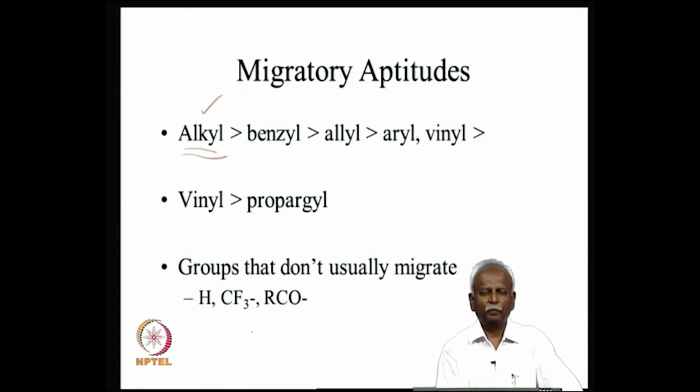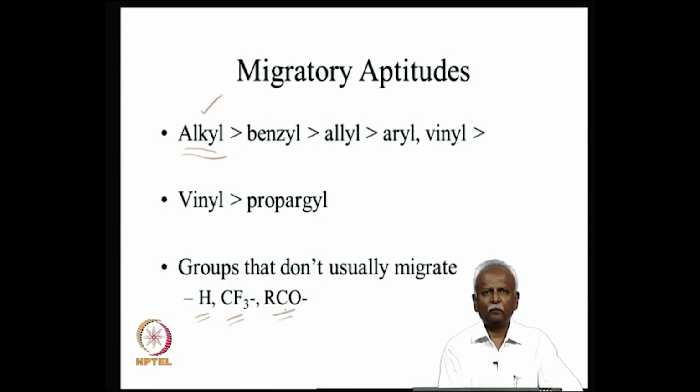Now, these could be because of the electronic nature of the R group which is attached to the metal, and this is something which has to be studied further. Now, some groups have very little propensity to migrate, and these are groups like hydrogen, trifluoromethyl. So, this is a methyl group where all the hydrogens have been replaced with fluorine, or an acyl group.